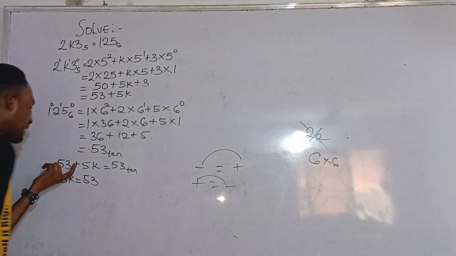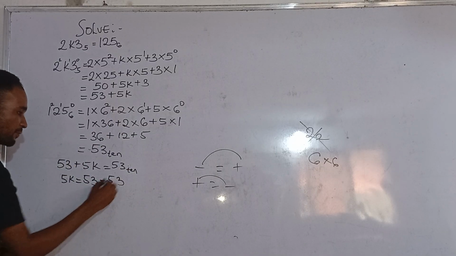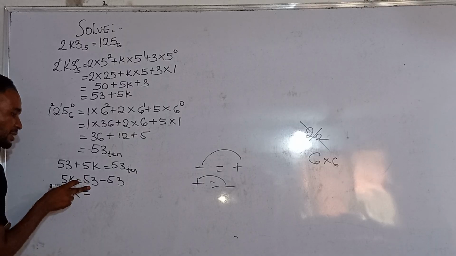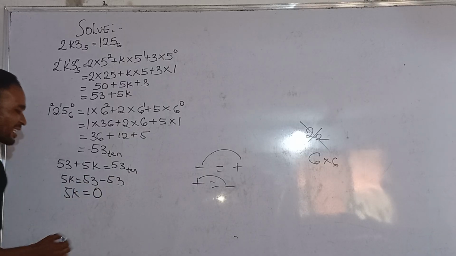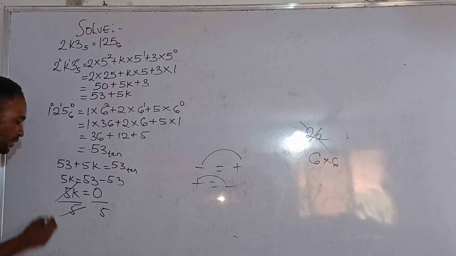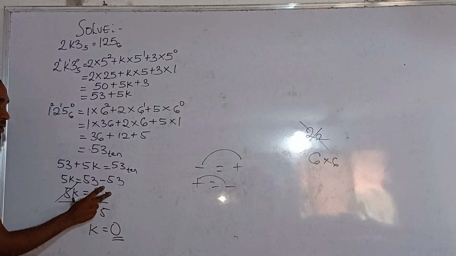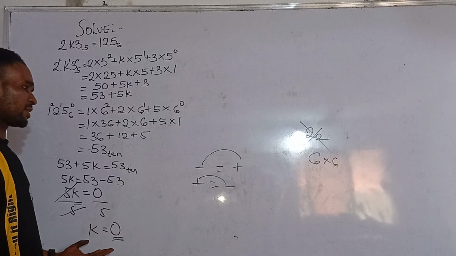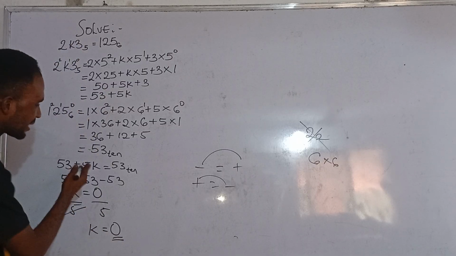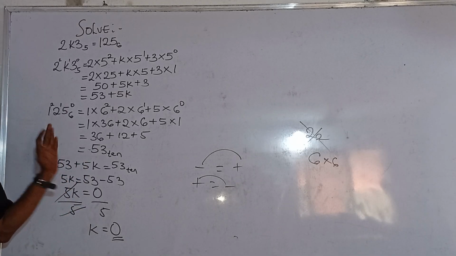Good. Now this here is a positive number. When it crosses, it gives me what? Minus 53. Then we have 5k equals to 53 minus 53. Of course, that gives me 0. So when I divide both sides by 5, what do we have? K equals to 0. So 0 divided by 5 gives us 0. So the value for k there is what? Is 0. So this is how you solve questions like this whenever you meet them.